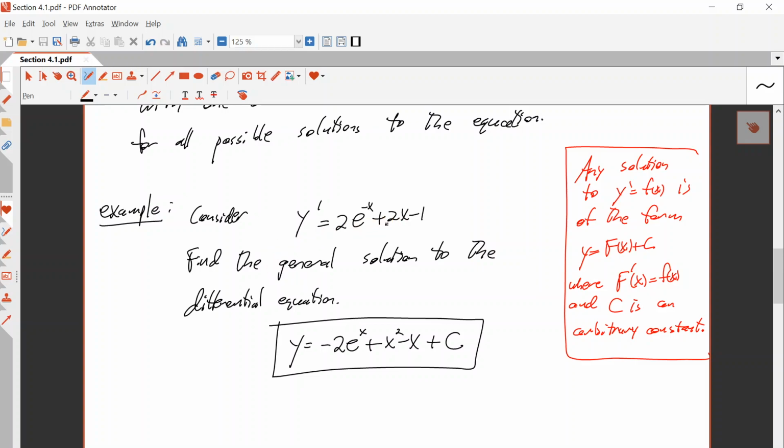That's a basic example of a differential equation, and something that we've been looking at in Calc 1 and Calc 2. Of course, things are going to get more complicated than that.